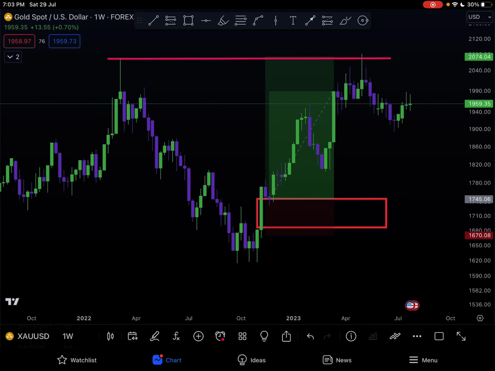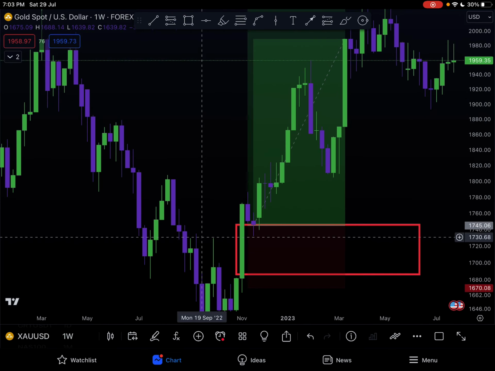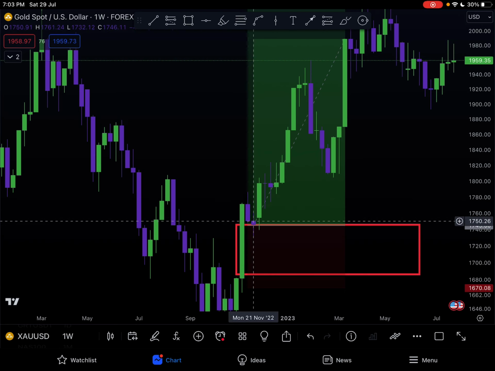But that being said, the actual structure of this is the same. What you want to do is, when price is hovering around here like this, wait till price hits this imbalance. Instantly start buying. Instantly.